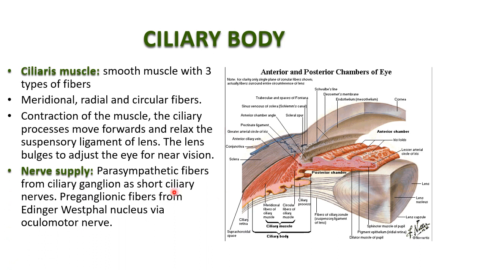This is mainly supplied by parasympathetic fibers through the short ciliary nerves arising from the ciliary ganglion. The ciliary ganglion receives preganglionic fibers from the Edinger-Westphal nucleus. All this we have discussed in detail in the orbit class.